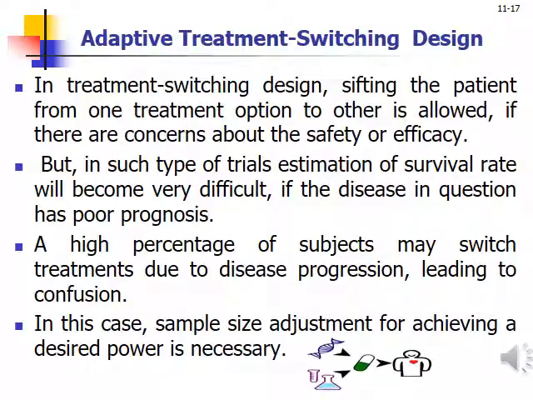Adaptive treatment switching design. In treatment switching design, shifting the patient from one treatment option to another is allowed if there are concerns about the safety or efficacy. But in such type of trials, estimation of survival rate will become very difficult if the disease in question has poor prognosis. A high percentage of subjects may switch treatments due to disease progression, leading to confusion. In this case, sample size adjustment for achieving a desired power is necessary.